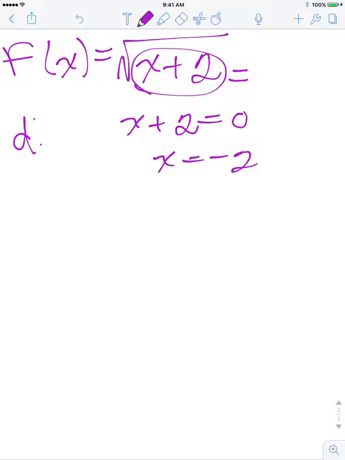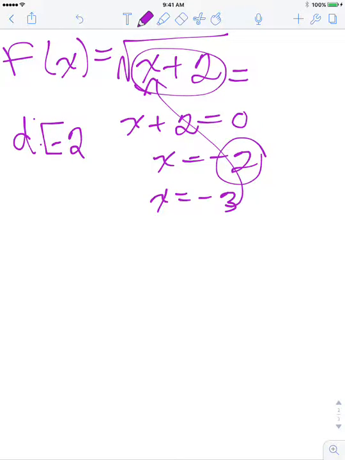All right, what happens when I go down one? What happens when x is negative 3? When x is negative 3 and I plug it in here, I get the square root of negative 1. Can't happen. Negative 3 is not in my domain. Negative 4 is not in my domain. It looks like negative 2 is actually the smallest number I can have, and I'm going to include it. So it's negative 2 all the way to positive infinity. That's my domain. And again, my range here is going to be all positive values.